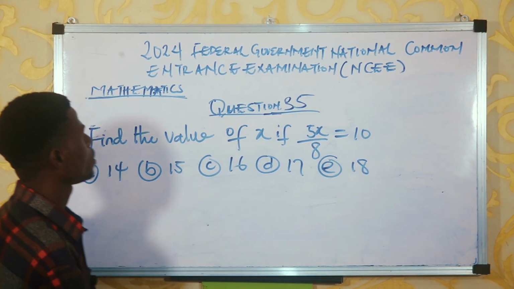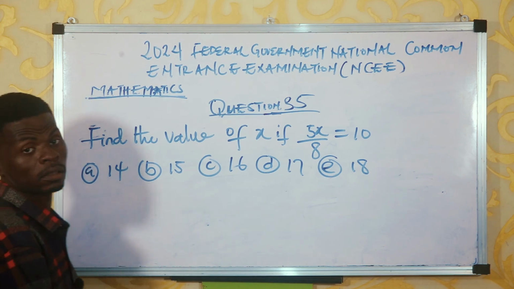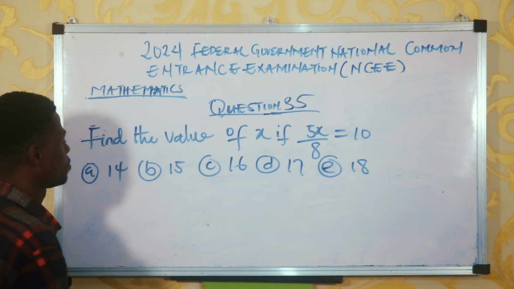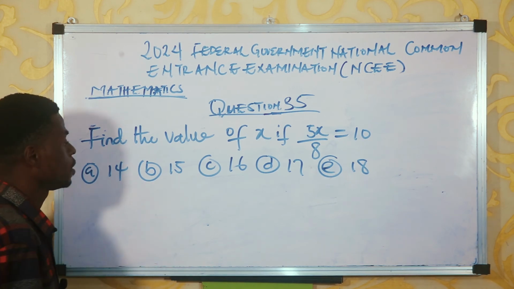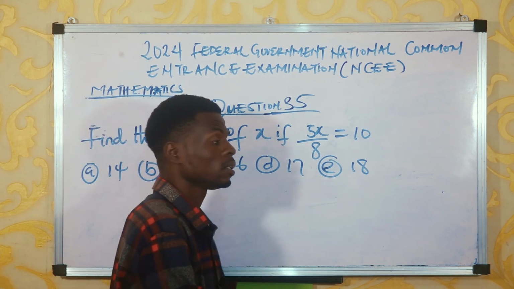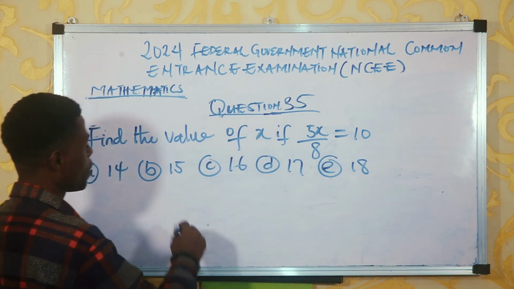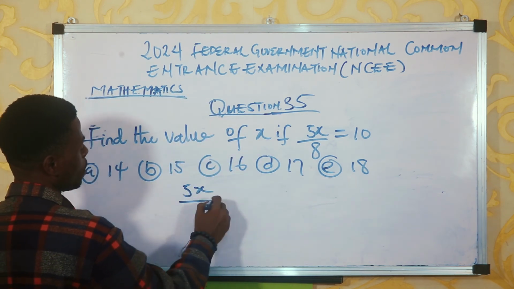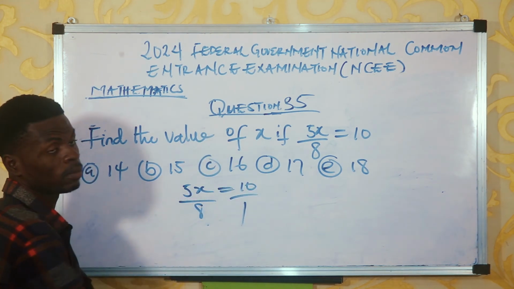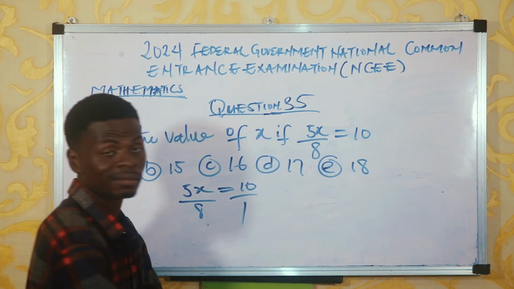Question 35 says find the value of x. 5x divided by 8 is 10. The options are A is 14, B is 15, C is 16, D is 17, and E is 18. Okay, so we have 5x divided by 8 equal to 10. Just put 10 divided by 1.